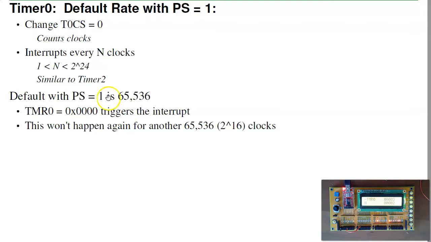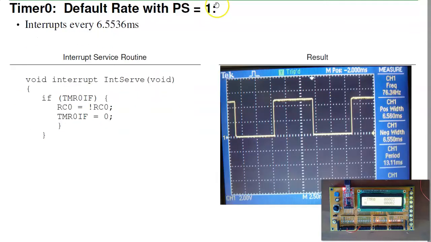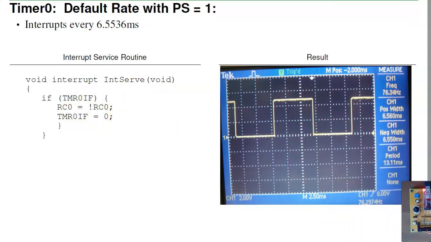If I don't change timer 0 in the interrupt, I'm going to interrupt once every 65,000 clocks, which is 6.5 milliseconds. So if I do that, here's what I get. And if you look on the oscilloscope, what I see is 65,536 clocks between edges. That's the default.